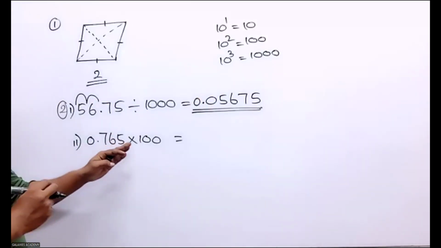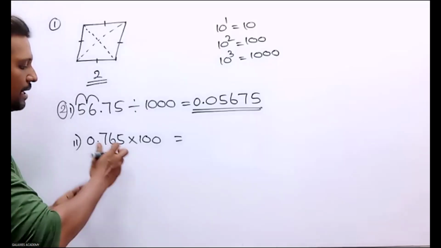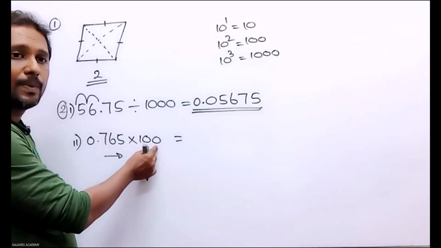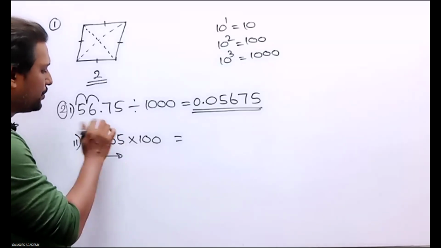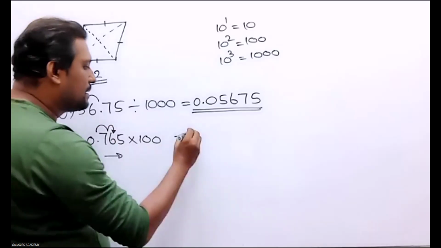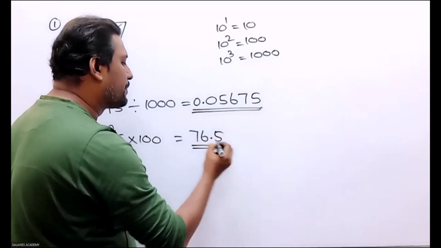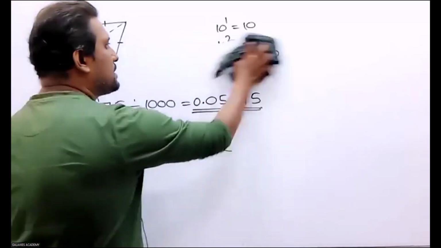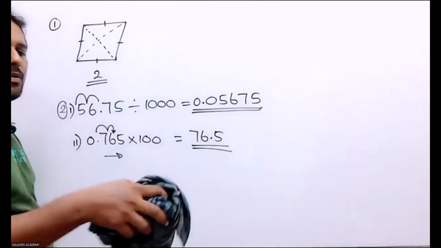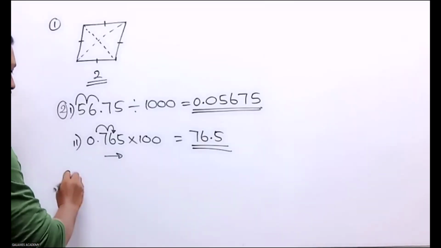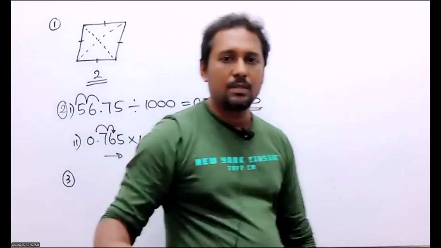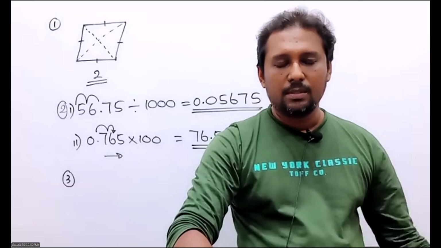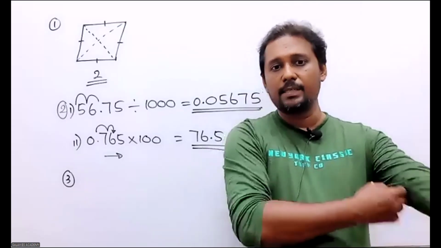Right? Then next one, you have to multiply by 100. When you multiply, you have to take this decimal point to your right hand side. How many places? 2 places. 1, 2. So what is the answer? 76.5. Right? They are the answers for the second question. Are you clear on this one? Also, I discussed this in the theory class with you, right? More things, more questions.